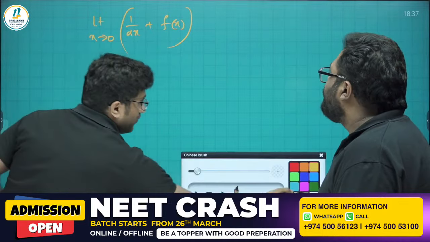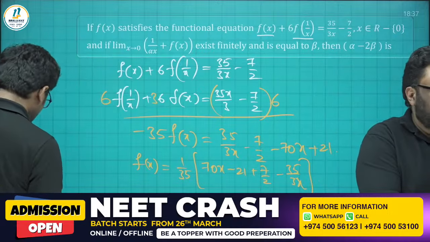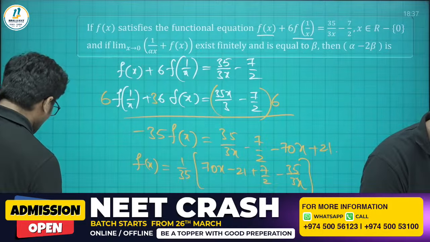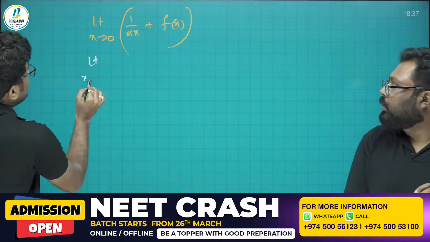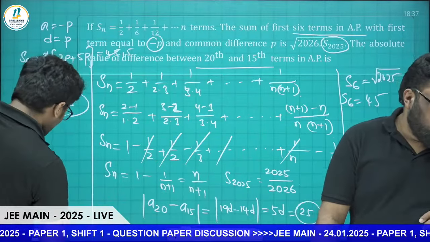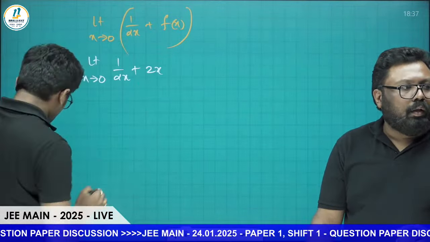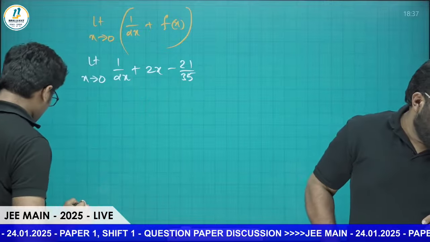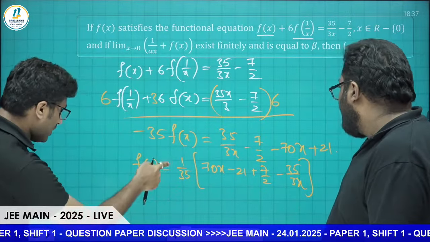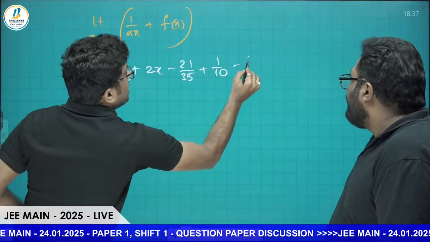Now we already know what f of x is. f of x is 1 by 35 times 70x, minus 21 by 35, plus 7 by 2 into 1 by 35, that is 1 by 10, minus 35 by 3x into 1 by 35, which equals minus 1 by 3x. So 70x divided by 35 is 2x, minus 21 divided by 35.